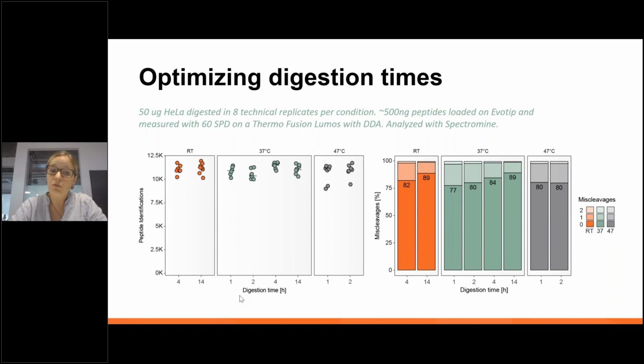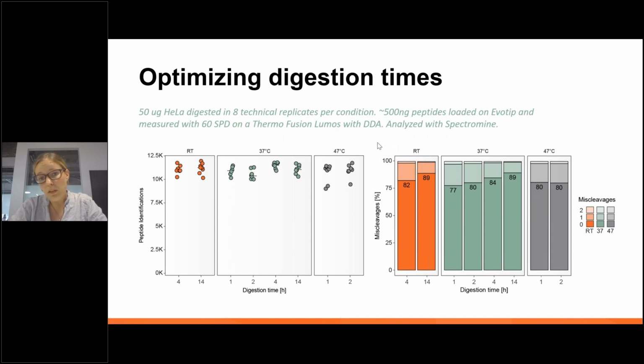We also saw, assuming that 1 and 2 hours would be too short, whether we could circumvent it by increasing the temperature to 47 degrees. Then we compared with room temperature at 4 hours and also overnight. And we were quite pleased to see that ID-wise, we are all on the same level. This is again measured at 60 samples per day with a 50 microgram HeLa protein input.